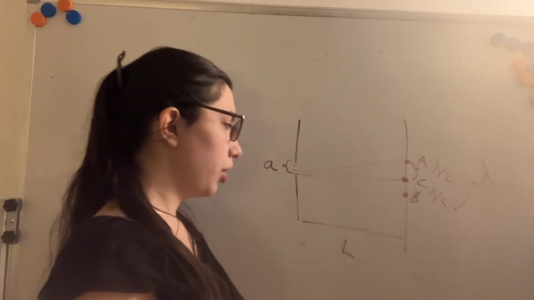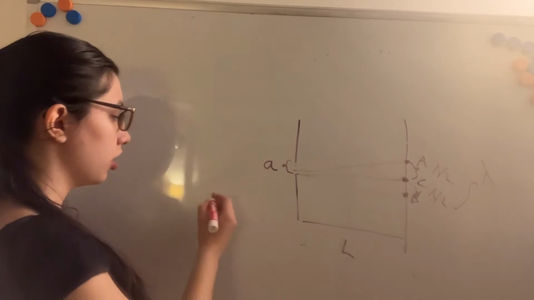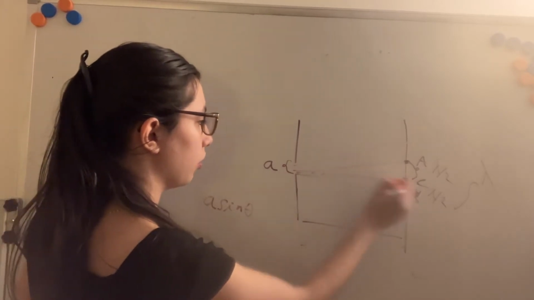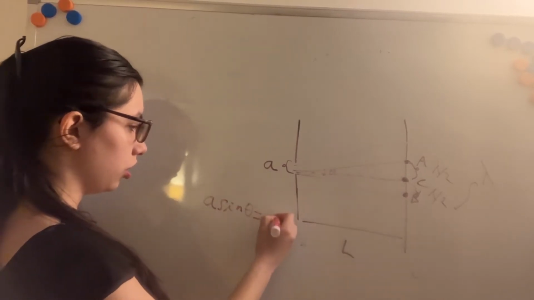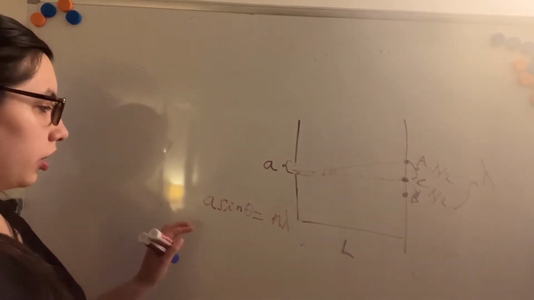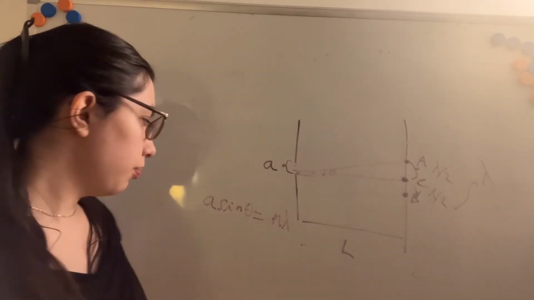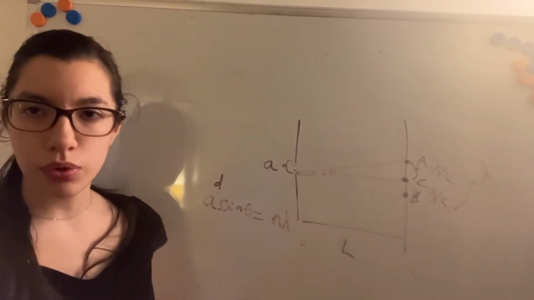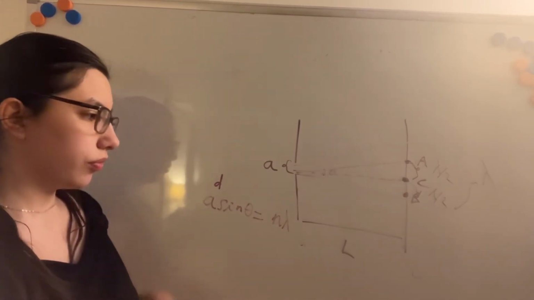The formula to find the minima, so in destructive interference, is A sine theta, the angle here with the horizontal, is equal to n lambda. Here we have something quite similar to the formula for the maximum in the double slit experiment. Instead of A, we had D, that was the distance between the two apertures, but that was for the maximum, and here we have the minima. So it's just quite the opposite.